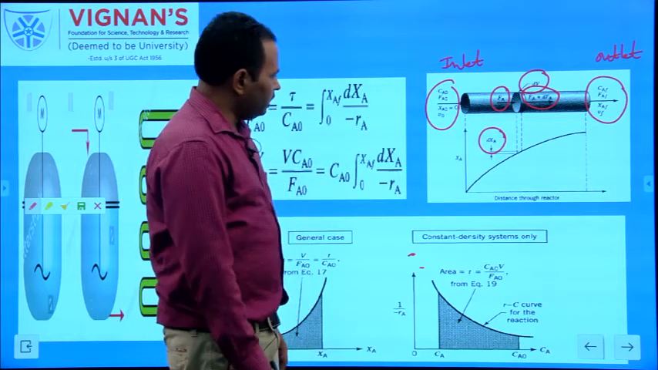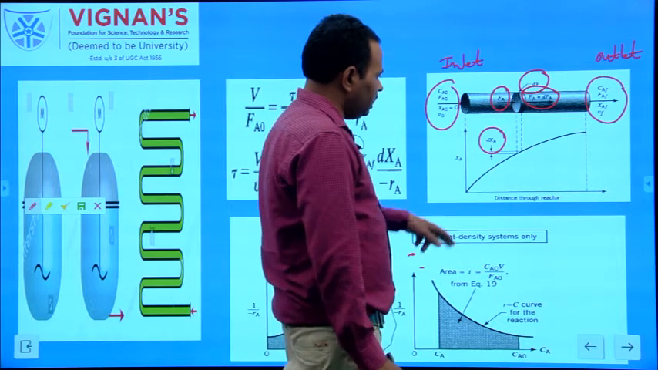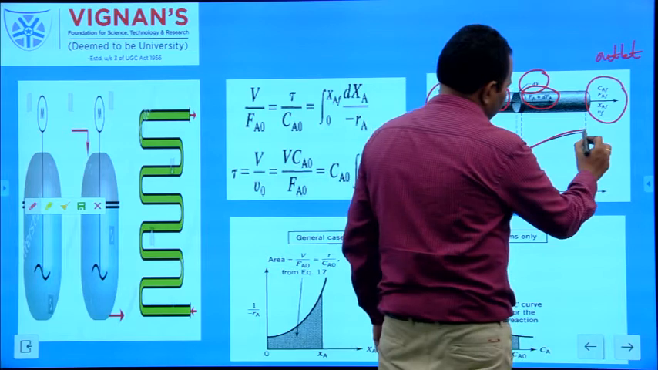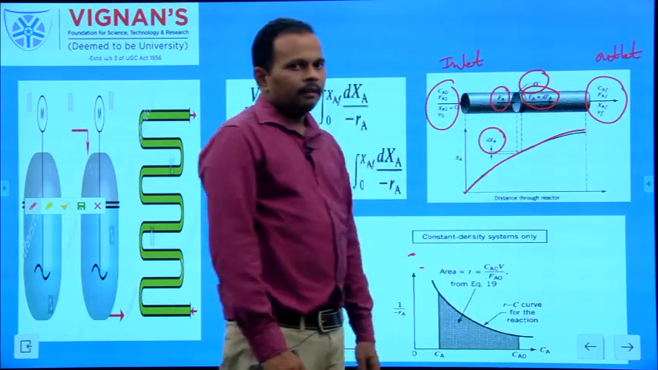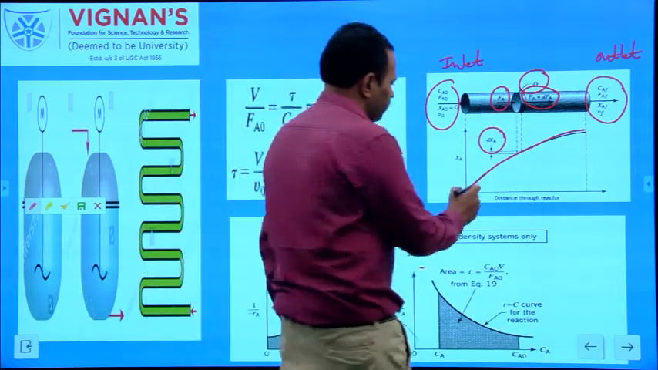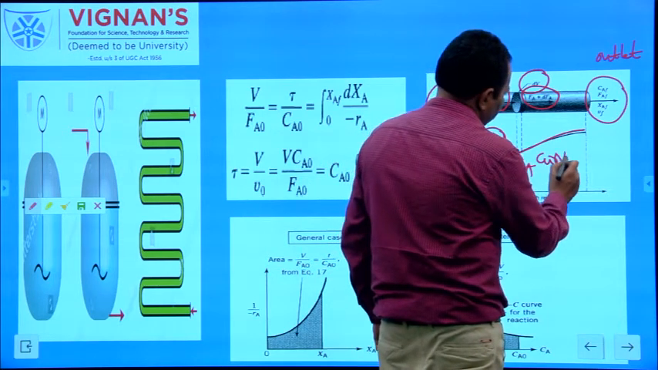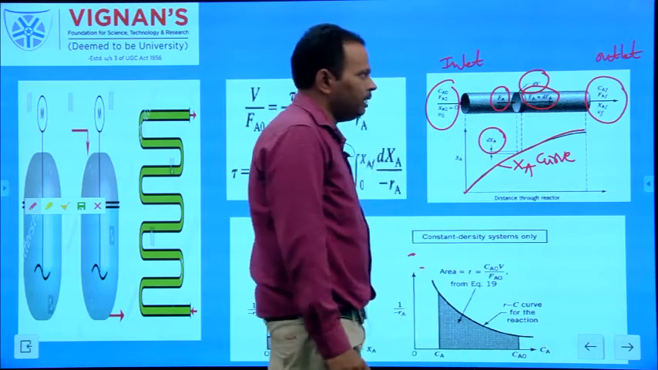Okay. So, here when you observe this one, the conversion is increasing along the length of the reactor. The conversion is varying as we go from the entrance to the exit of the reactor. This is the curve of the conversion, XA, that means this is the XA curve. The conversion is increasing along the length of the reactor.